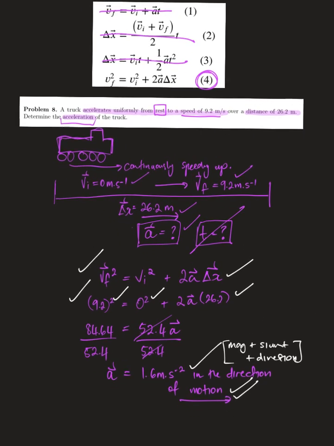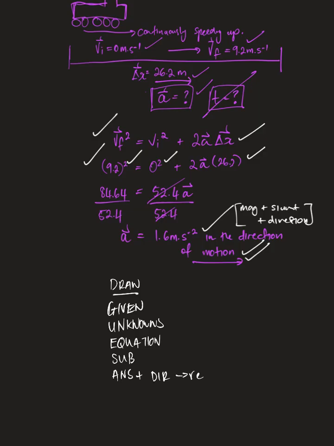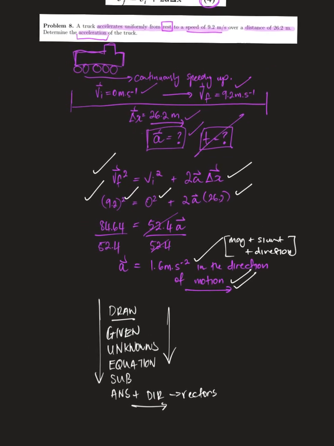If you notice now how I do this, I follow the same rules. I draw a picture. I write down my given information. I write down all of my unknowns. I figure out what is the correct equation that I need to use. I substitute into that equation. I get my answer plus direction for vectors. So make sure you use this system. You've got a set of rules. Make sure you utilize that set of rules so that you don't fall short when you do these types of questions.